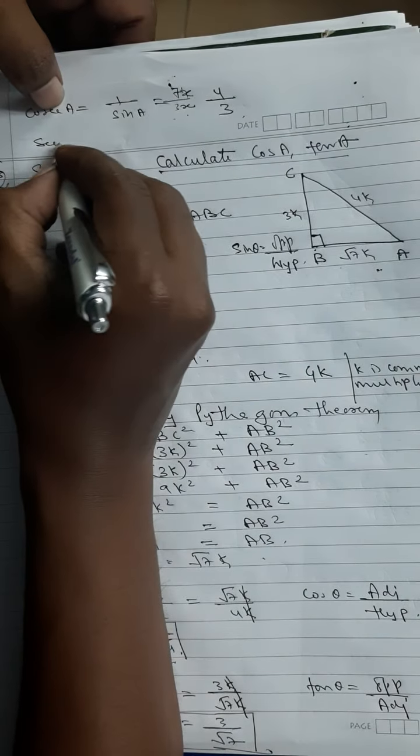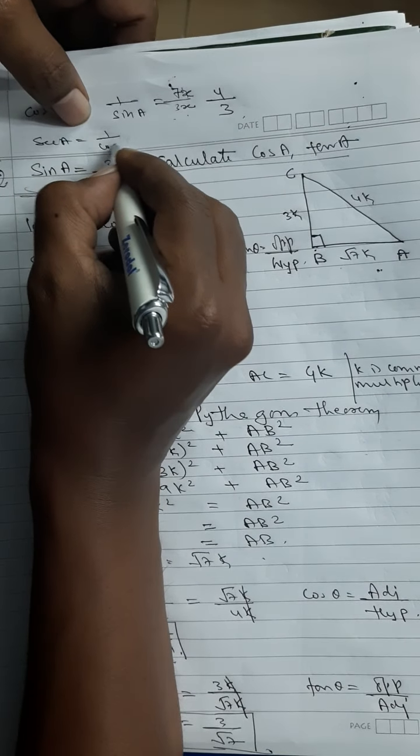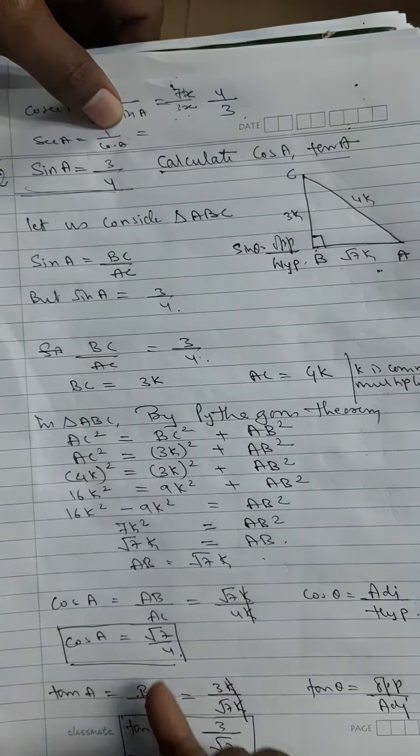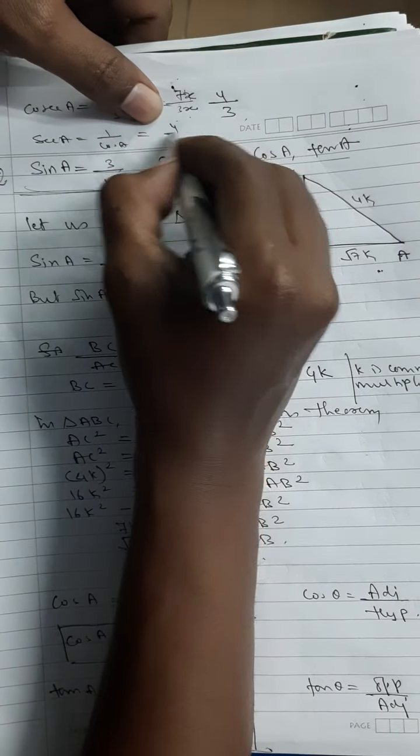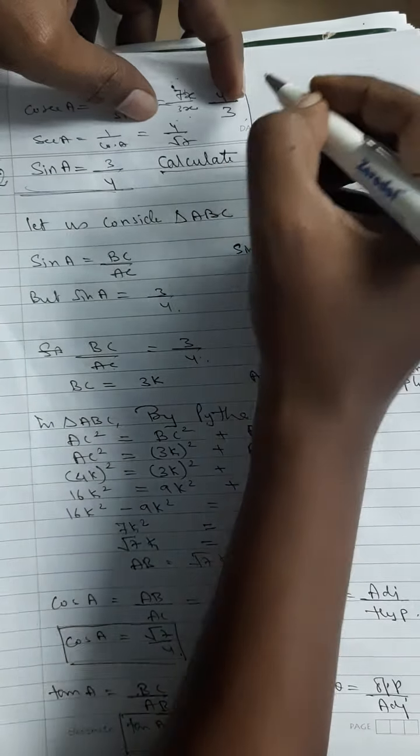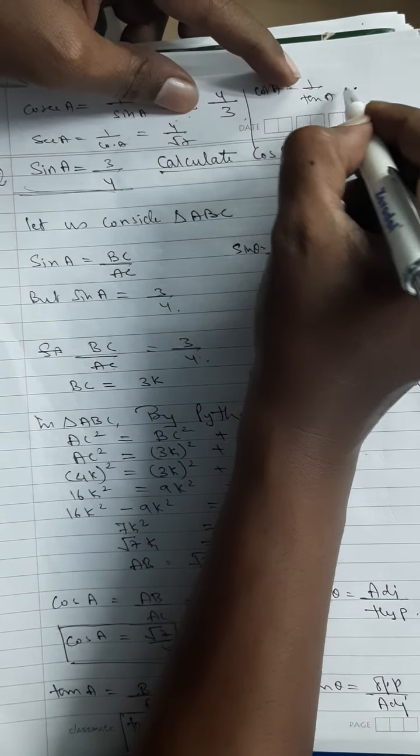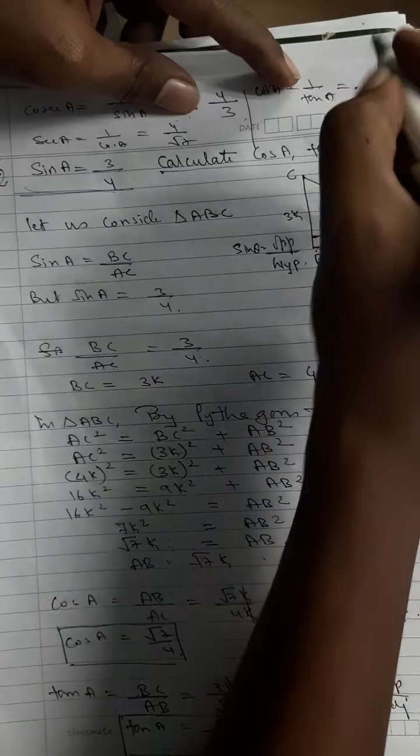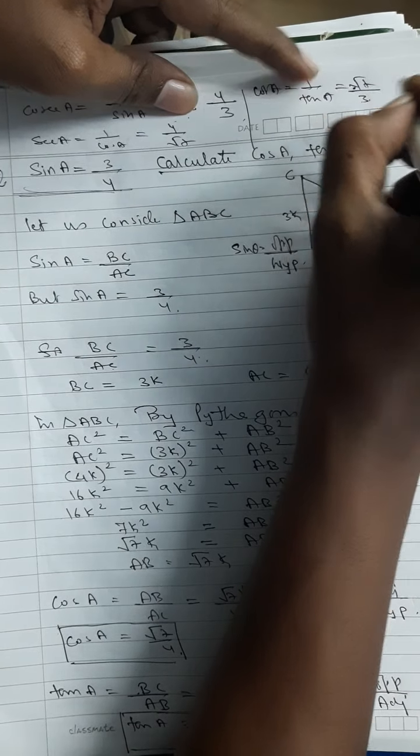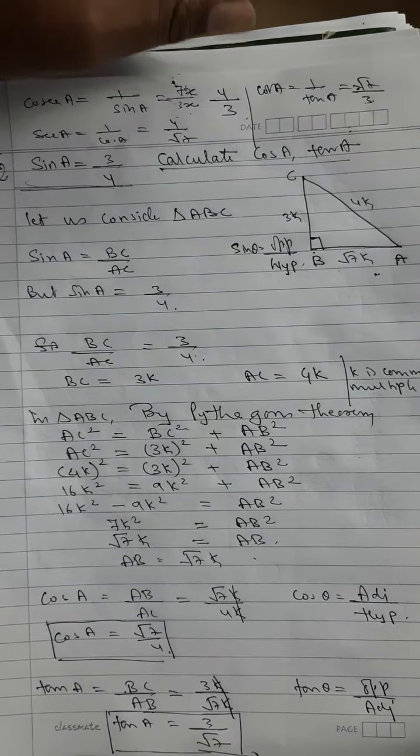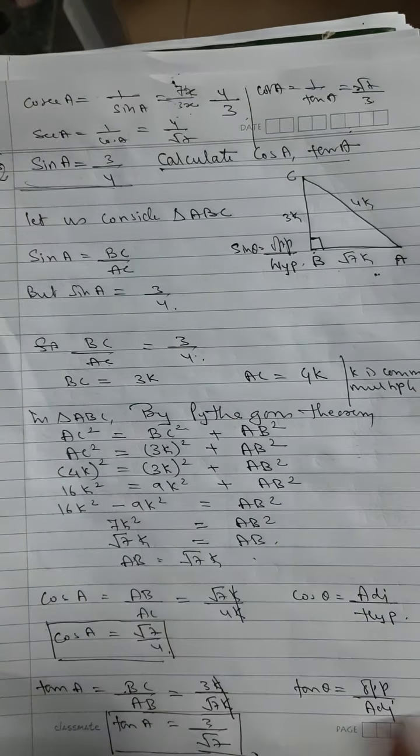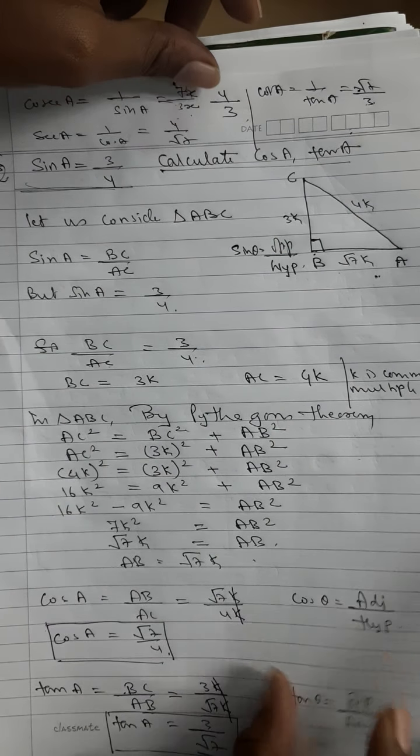Sec A will be what? Inverse of cos A. Cos A we have found to be root 7 upon 4. So it will be 4 upon root 7. And cot A is what? Inverse of tan A. Tan A we have found 3 upon root 7. So this would be root 7 upon 3. Simple. You don't even have to use the triangle and these formulas. You just have to use the inverse formula and find all the remaining trigonometric ratios. Okay, my dear student, so with this we have finished question number 3.